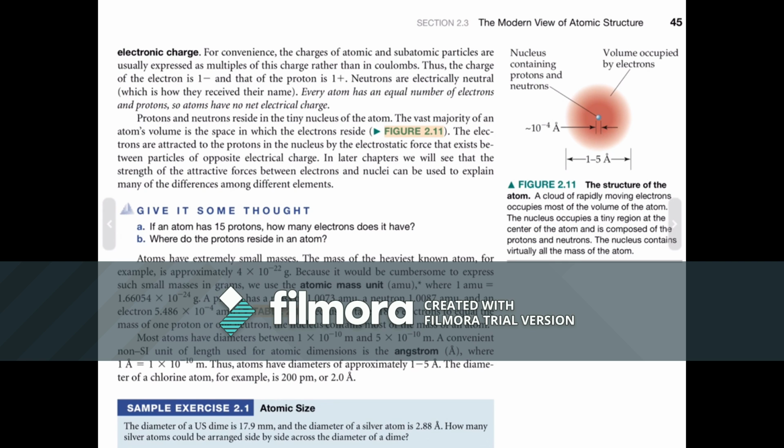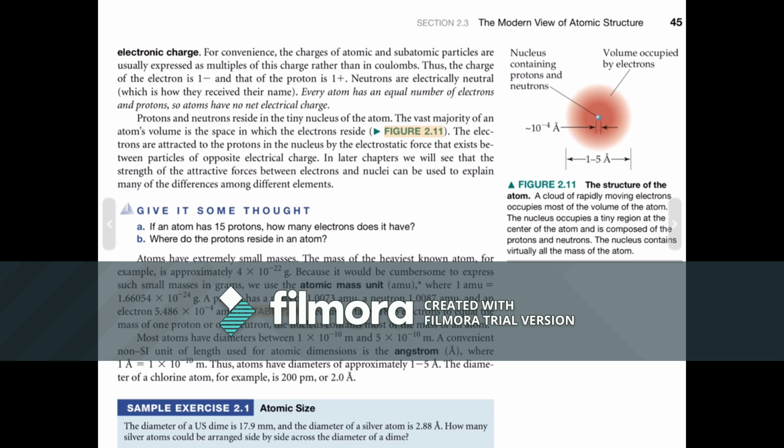Atoms have extremely small masses. The mass of the heaviest known atom, for example, is approximately 4 times 10 to the negative 22 grams. Because it would be cumbersome to express such small masses in grams, we use the atomic mass unit, or AMU, where 1 AMU is 1.66054 times 10 to the negative 24 grams. A proton has a mass of 1.0073 AMU, a neutron 1.0087 AMU, and the mass of an electron is 5.486 times 10 to the negative 4 AMU. Because it takes 1,836 electrons to equal the mass of one proton or one neutron, the nucleus contains most of the mass of the atom.